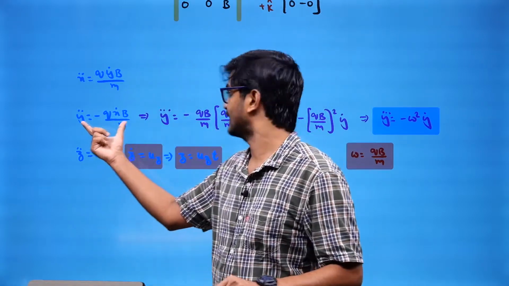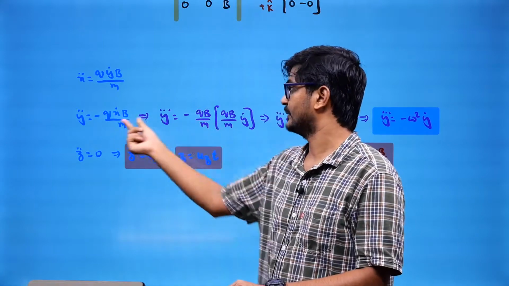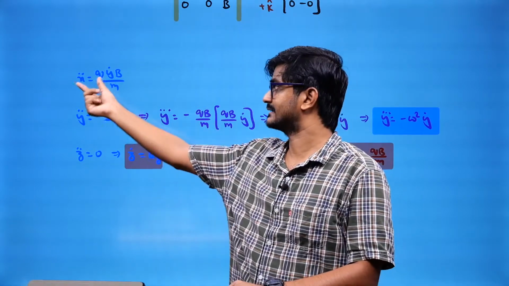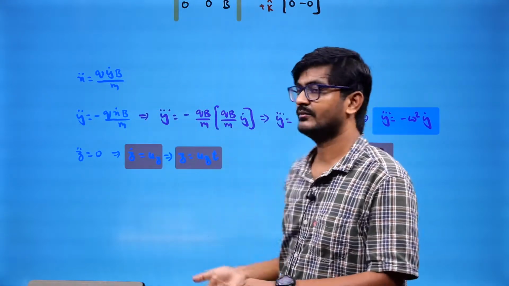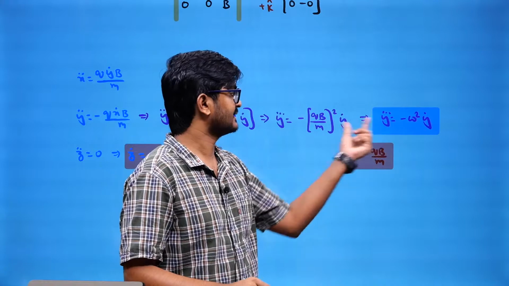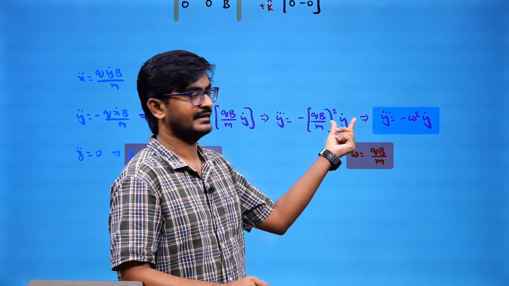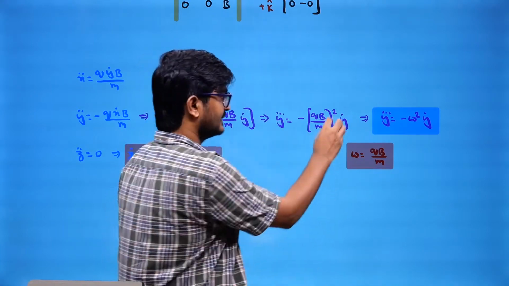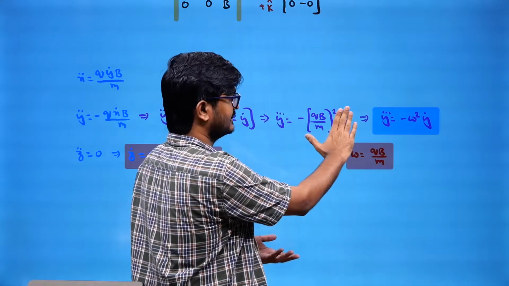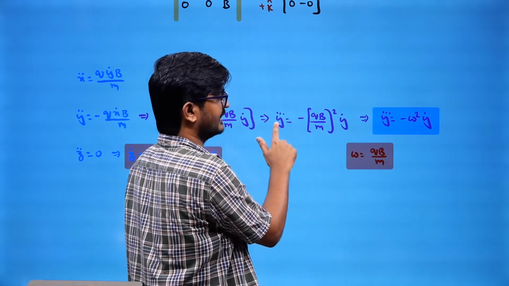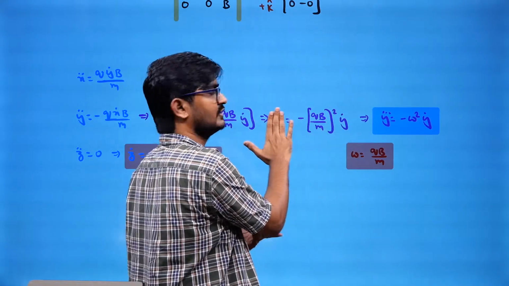If I differentiate this, I will be getting y triple dash equal to minus qb by m into x double dash. I know x double dash from here, so I am going to substitute it. So finally I will be getting y triple dash equal to minus qb by m whole square into y dash, right? If you look at this, if this is x, then this is going to be x double dash, because this is y dash, this is y triple dash.